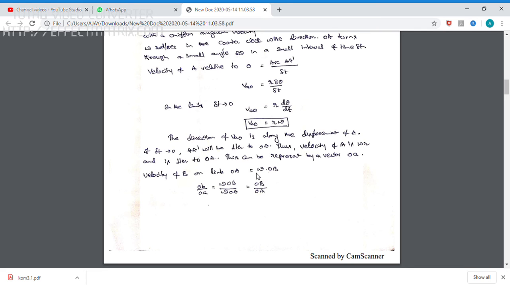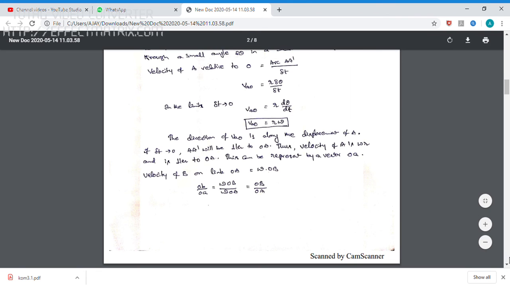If you have any doubt, just see this proportionality relation. OB by OA: the velocity of B relative to O over the velocity of A relative to O is omega OB by omega OA. Here omega, the angular velocity, is a common constant. The remaining thing is OB by OA. That's why the relative velocity is proportional to the distance. You have to remember this particular thing.